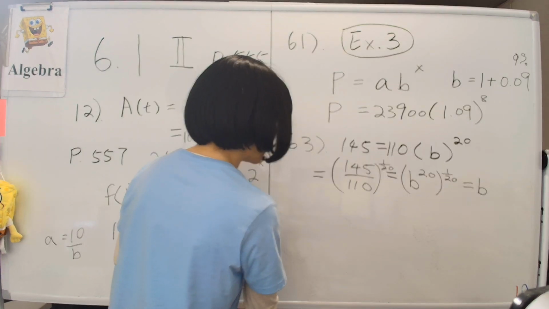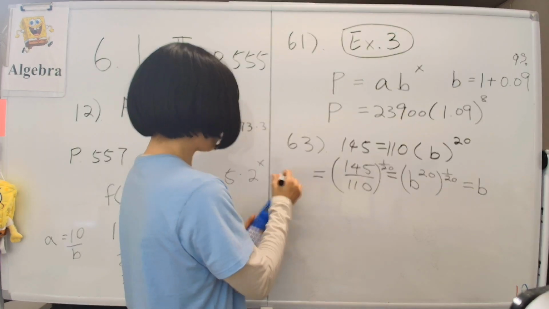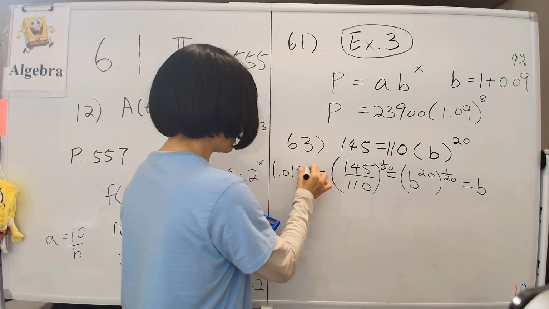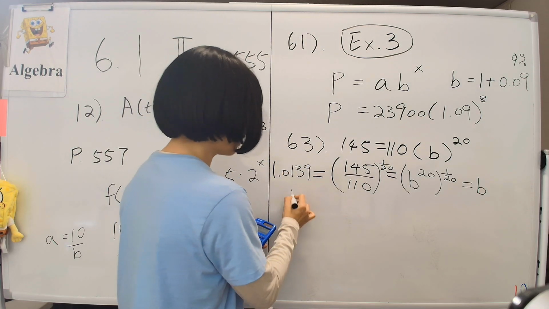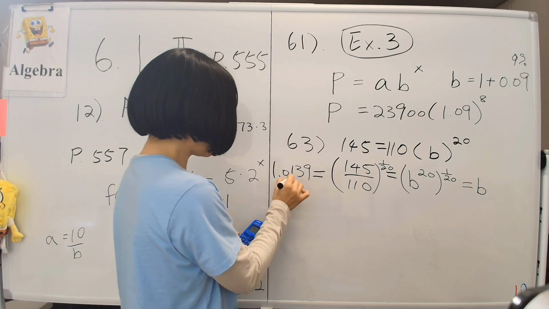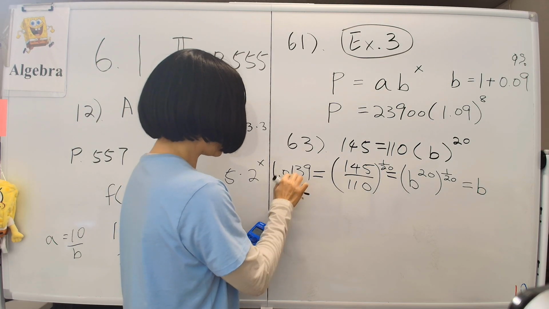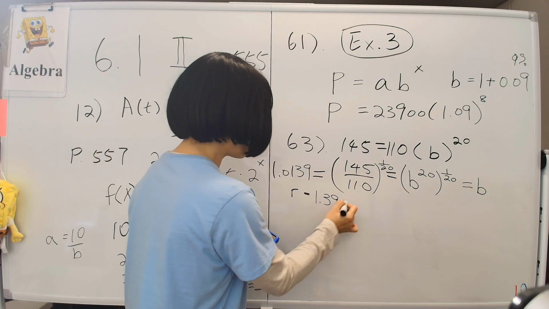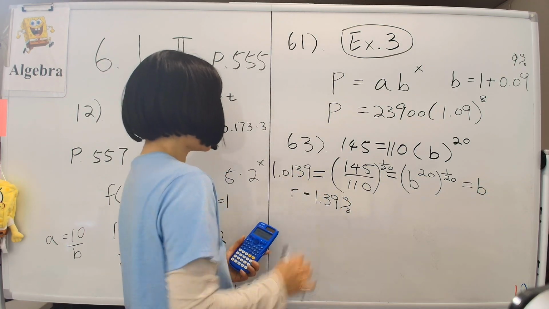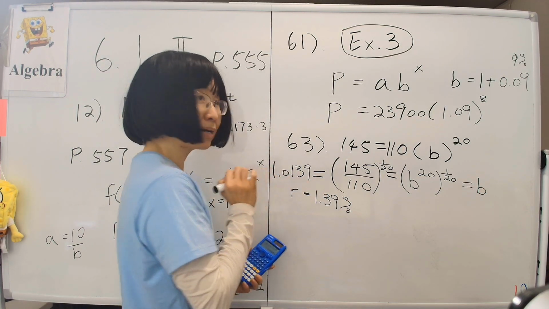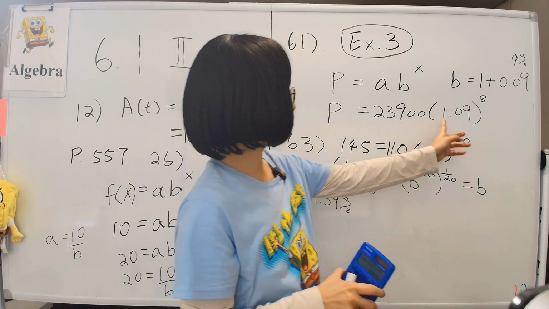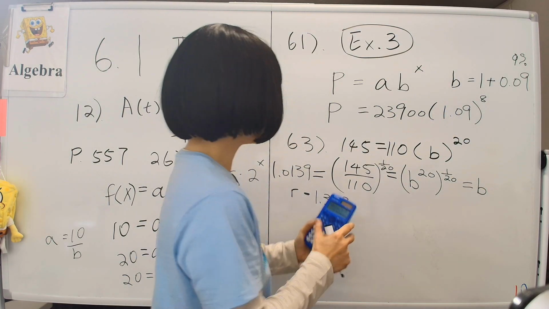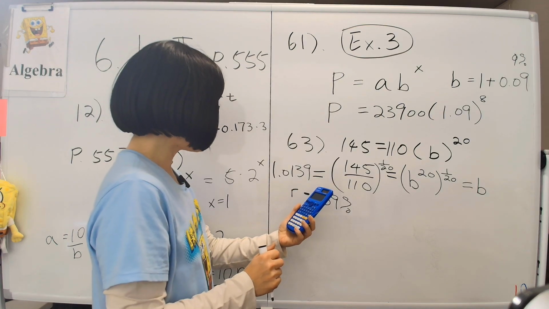Specifically, B is 1.0139, and the rate is then the part after the decimal point. So the rate is 1.39% growth, if you change it into a percentage. The rate is this number minus 1, because B is always 1 plus whatever your growth rate is. And so that should be the growth rate.